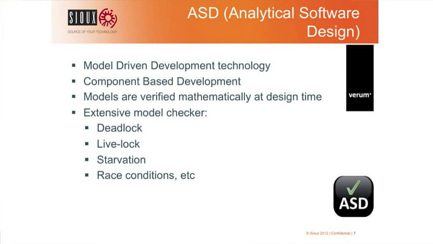This is done with a model checker. It's quite extensive and it checks for all kinds of things. The most interesting here are, for instance, deadlocks and livelocks, starvations, and race conditions. All problems well known to developers, and these problems, when they occur, are very hard to analyze and very hard to solve, and even harder to retest that they indeed have been fixed. So this is really interesting.